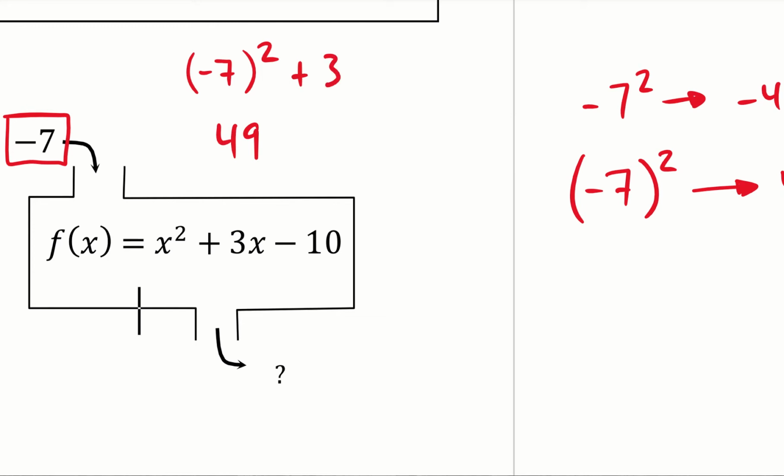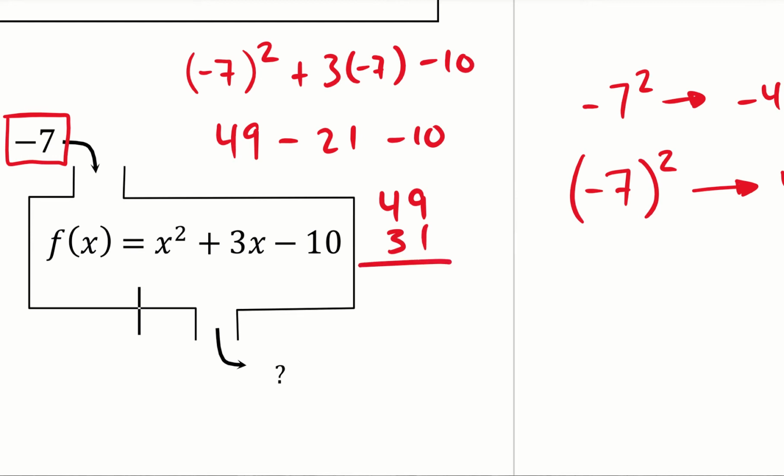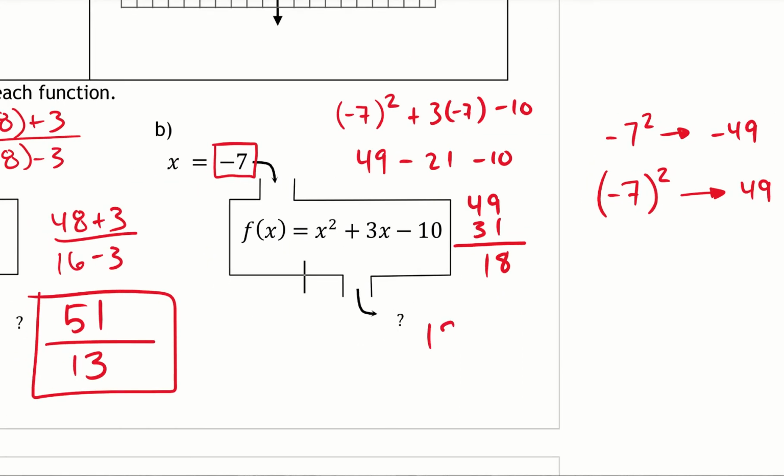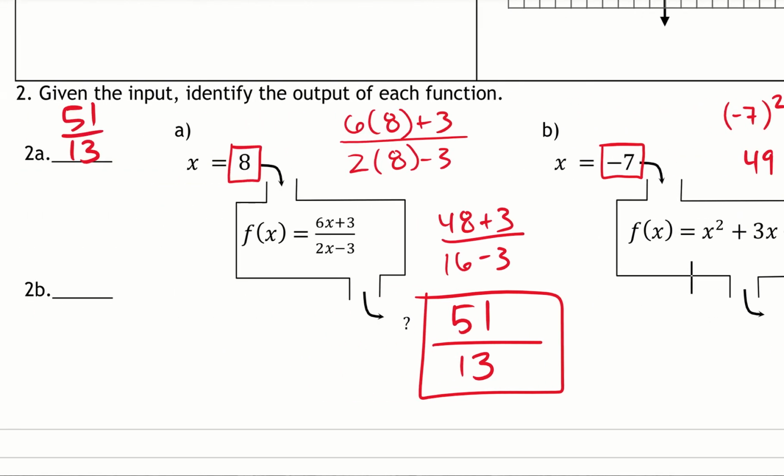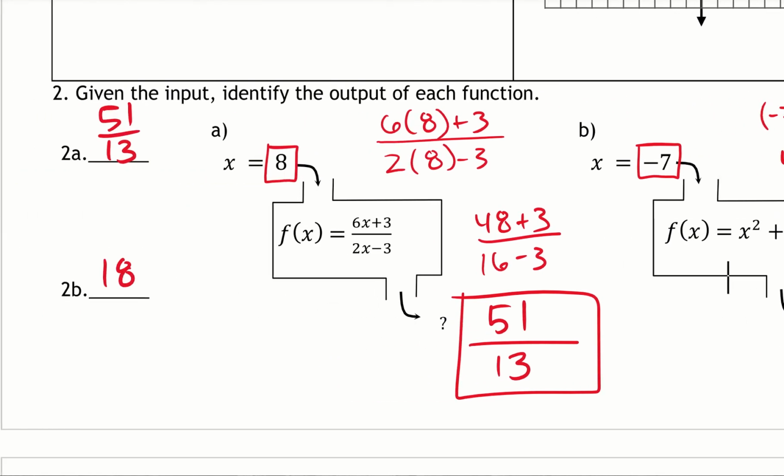And then we've got plus 3 times negative 7. 3 times negative 7 would be negative 21. And then there's the minus 10. So if we look at this, we're dealing with 49 minus 31. But 9 minus 1 is 8, and 4 minus 3 is 1. So we should be getting an output of 18 when we put negative 7 into that function. So again, over here in my answer spot, I'll write an 18.